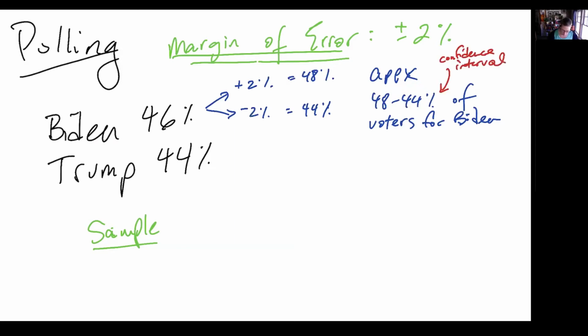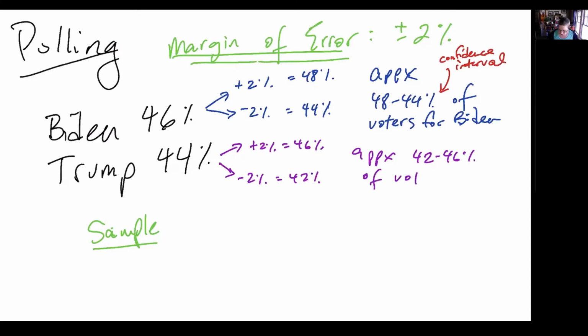Now we can do the same thing with the likely Trump voters. Again, this margin of error is 2%, so I could add 2% and subtract 2%. Plus 2% is 46%, minus 2% is 42%. So I could say approximately 42 to 46% of voters are for Trump. So again, I have a second confidence interval there. Do you see what the problem is?